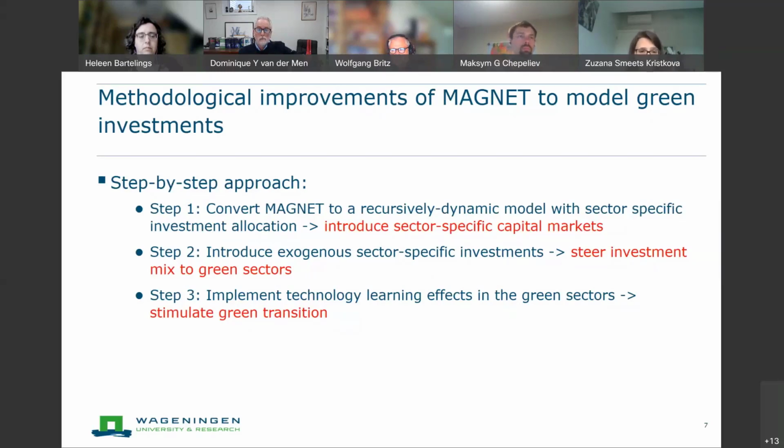But this is not enough, because we want the green sectors to become more competitive over time, so that they will take over more easily. We want to speed up the energy transition, and therefore we implement the third step: the technology learning effects in the green sector. So we want to stimulate the green transition.